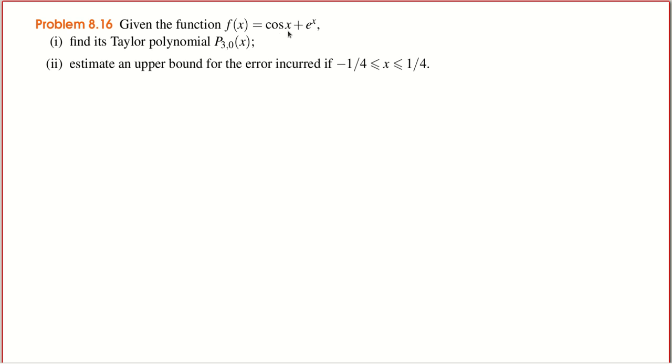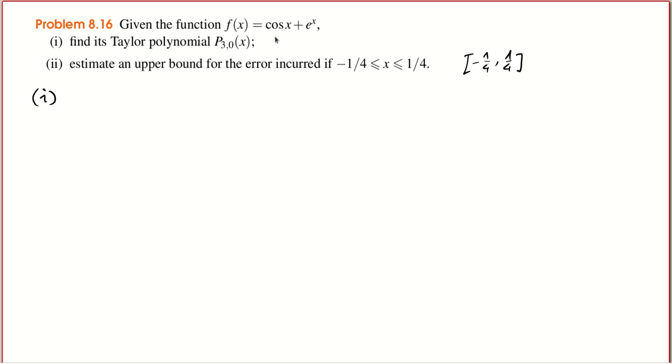We have this function f, which is the cosine plus the exponential, and we first need to calculate the Taylor polynomial of degree 3 around 0, and then we need to estimate an upper bound for the error if x is going to be all the time in the interval minus 1/4, 1/4. Okay, so let's begin with the first one.